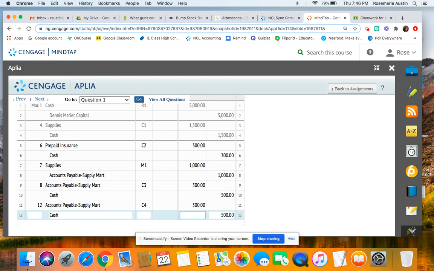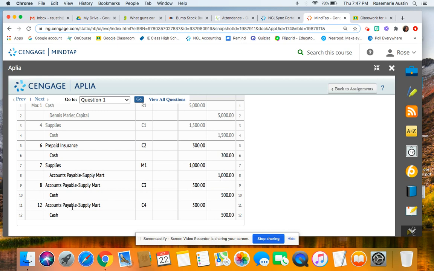So let me just point this out to you. This accounts payable Supply Mart, when you bought on account from them, became a liability because you owe them money. Liabilities are increased with a credit entry, okay? So we owe them $1,000. One day later, on the 8th, we decide we're going to pay half of it. So if we are paying, cash is going to go down with a credit entry, but the account payable is going to be debited with this $500 because liabilities decrease with a debit entry. All right. So now you only owe them $500.